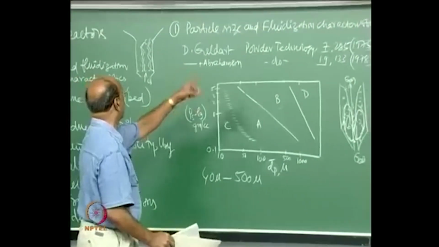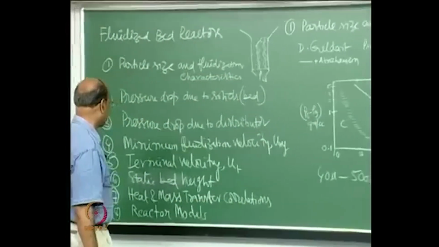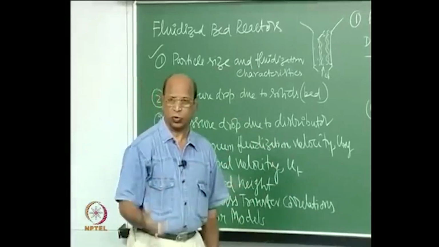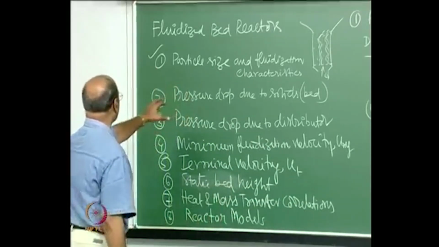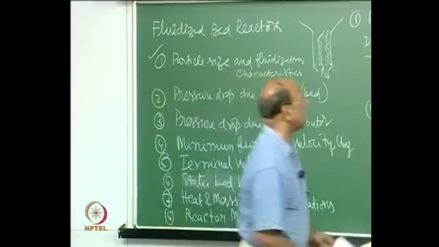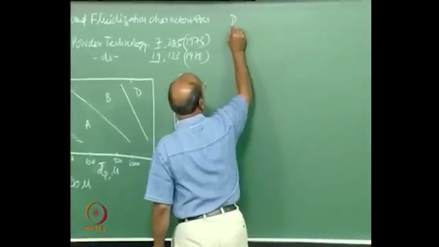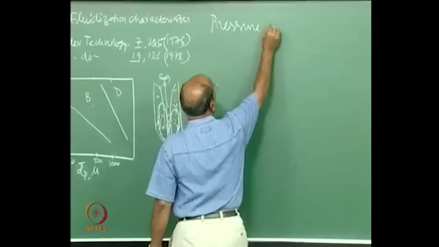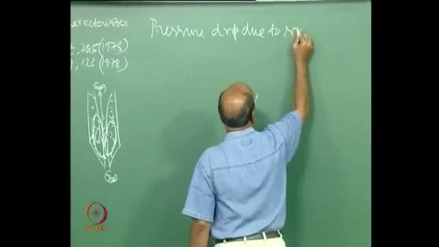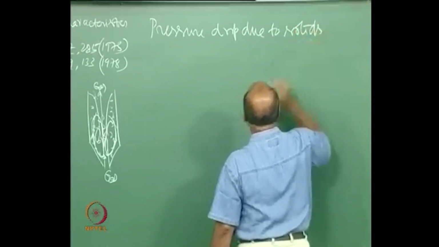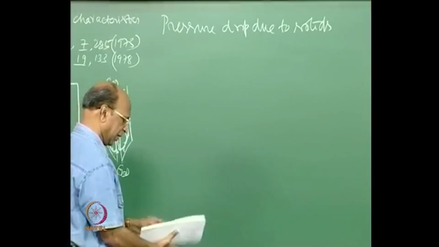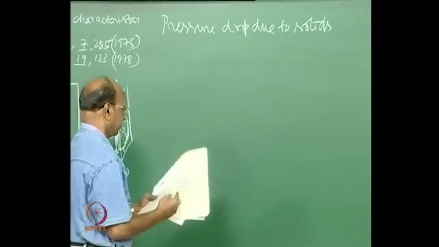So this is the particle size and fluidization characteristics. I think I can still tell many things about that, but we do not have that much time for all the stories. Then this first part is over. Now the second one is pressure drop due to solids, which is a simpler one. Let me quickly finish. Here I have to draw the picture for fluidization.